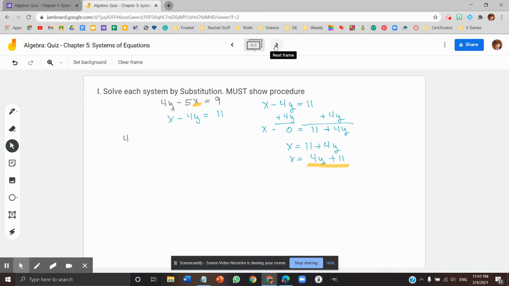So in my first equation, that's 4y minus 5. And what is x? I'm going to just put it in parentheses, and everything that is equal to x, I'm going to put there: 4y plus 11. That is the same as x, right? Equals 9, part of that equation. Now I can solve. I'll do a little box here so we don't get confused.